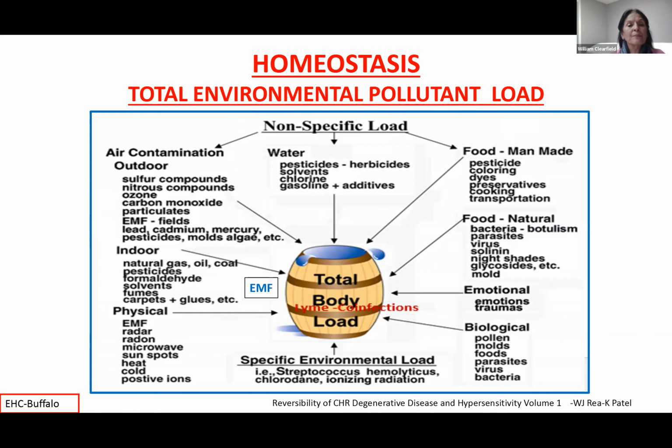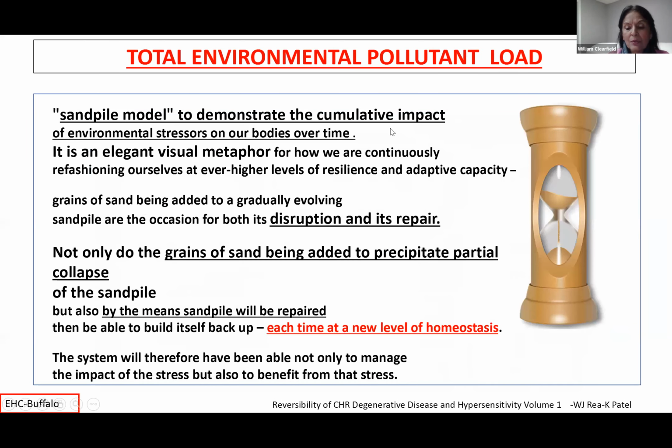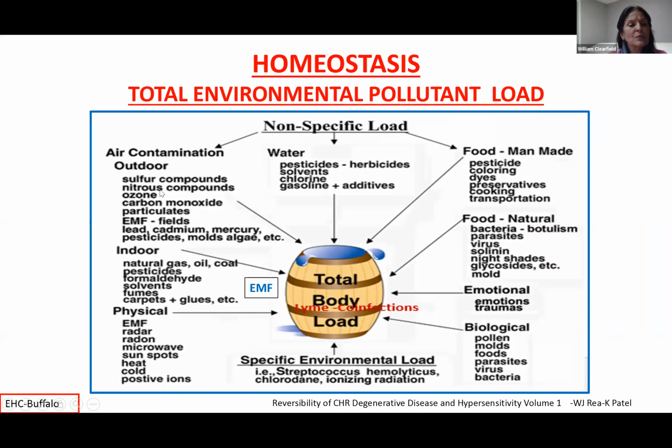Now let's look at the total environmental pollutant load, as it is one of the major factors responsible in causation of dyshomeostasis when it exceeds the total body capacity. So these pollutants can be derived from air, food, and water. These are the non-specific load, and what derives from the air is the outdoor pollution, and outdoor pollution can be sulfur compounds, ozone, carbon monoxide, particulates, EMF, lead, cadmium, mercury, pesticides, and that can be from food and water too.